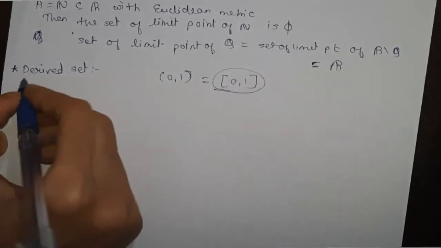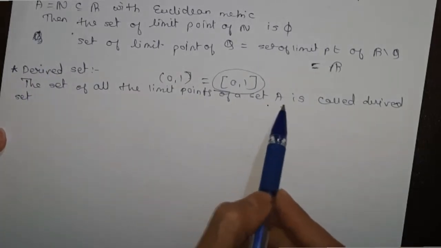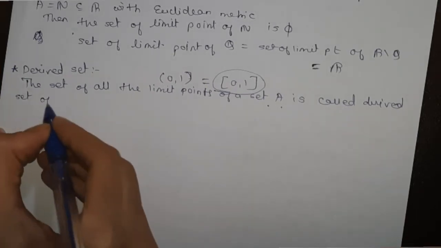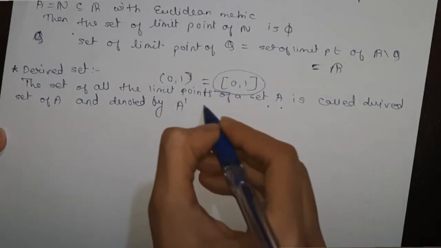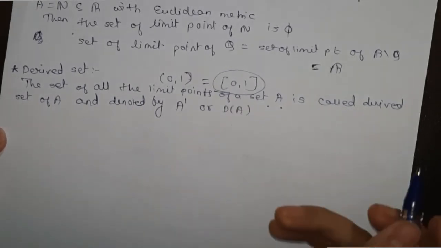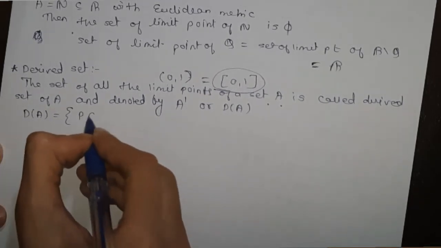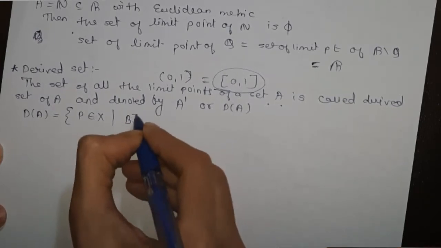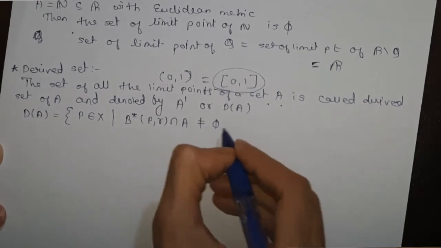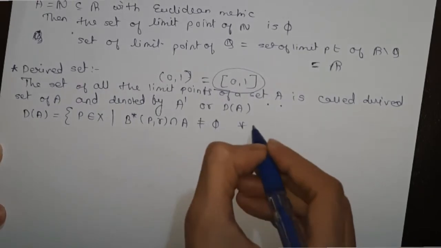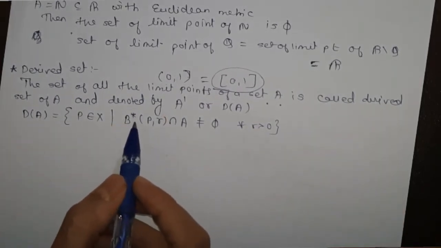So what is the definition? Derived set: the set of all the limit points of a set A is called the derived set of A, and this is denoted by A' or dA. Okay, in mathematical form, how can we write this? P belongs to X, B*(P, r) intersection A is not equal to empty for every r greater than 0. This is how we can write it in mathematical form.